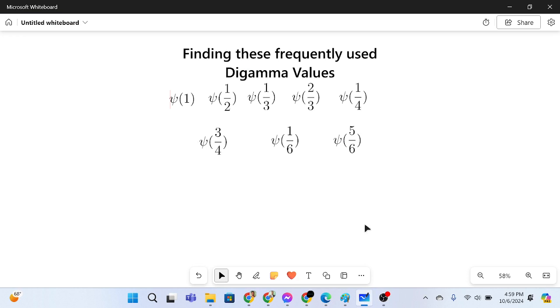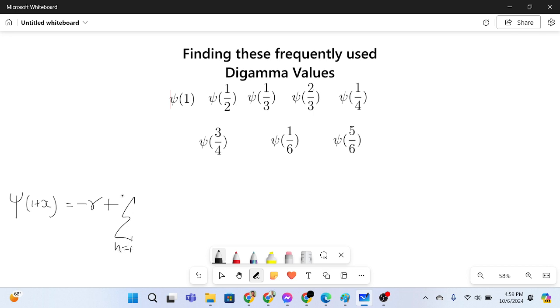In this video, we are going to find these frequently used Digamma values. Okay, if you don't know why we need these values or what is Digamma, just a slight intro: Digamma of 1 plus x is defined as negative of Euler-Mascheroni constant plus sum from n equals 1 to infinity of 1 by n minus 1 by n plus x.